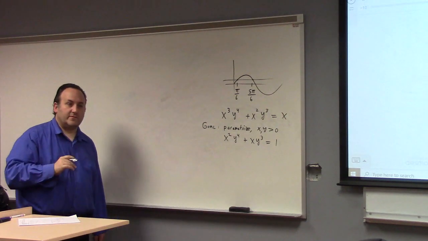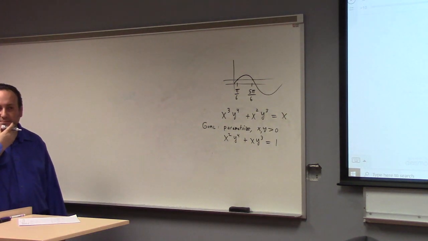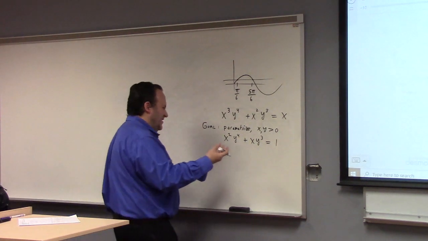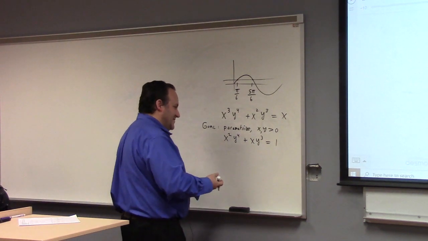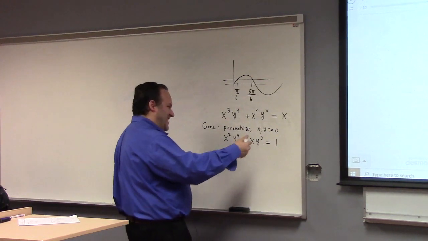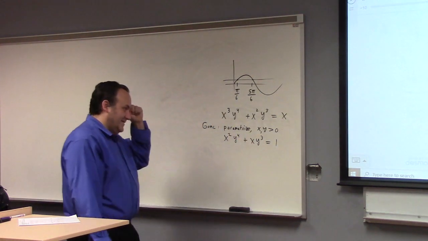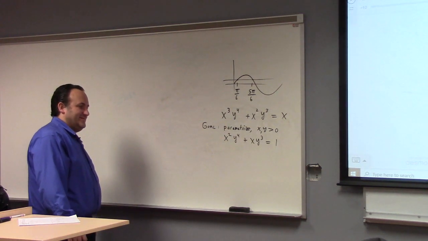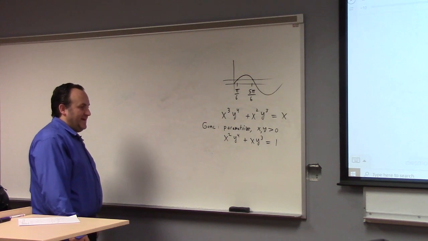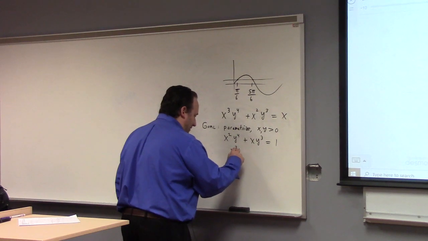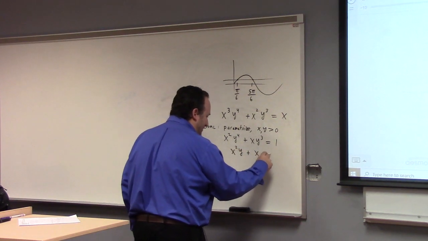But y is non-zero, so I can divide by what? Well, I can divide by y cubed. I mean, why not? Oh, that's not as helpful as I'd hoped. The trouble is this stupid 1 is still over here. Rats. I thought I had something there for a second, but if I divide by y cubed, what does it give me? x squared y plus x equals 1 over y cubed.